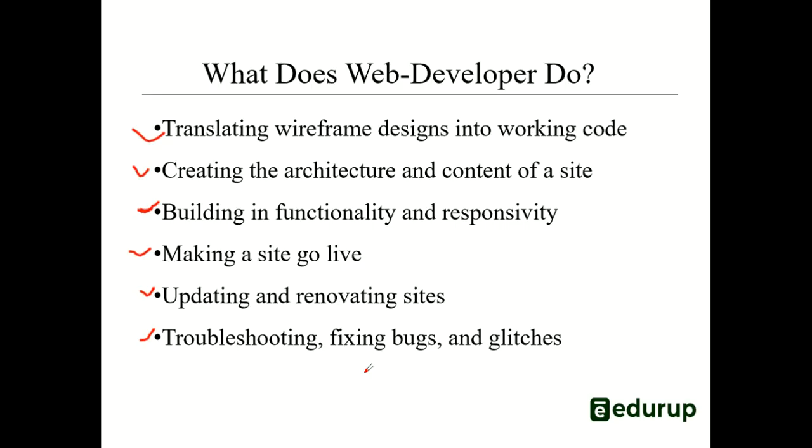Web developer means you have to know everything. How to fix it, how to update things, how to renovate things. Every glitch you have to know. Everything you have to know. That is what a web developer means. So if you want to become a good web developer, you have to know these things. Make a point, make a list over here. These are very important lists. Okay.